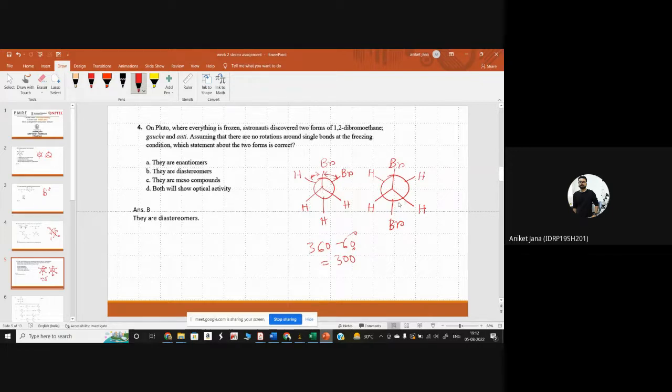And what is this one? What is the angle between these two groups? Anti, 180 degree. So these two forms are what? Enantiomer, diastereomer. Diastereomer. Okay. Any doubt? Any confusion?